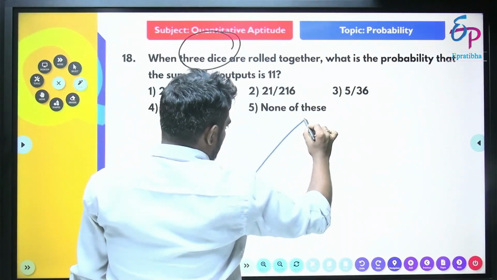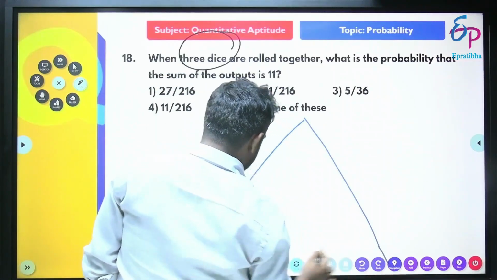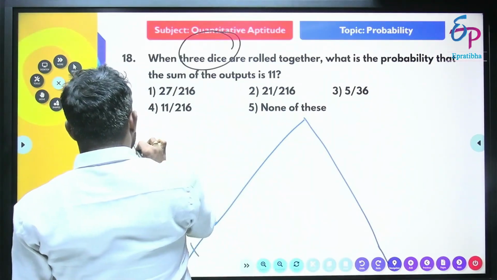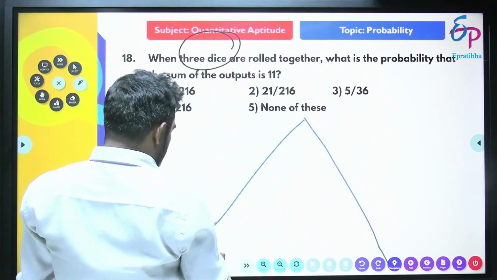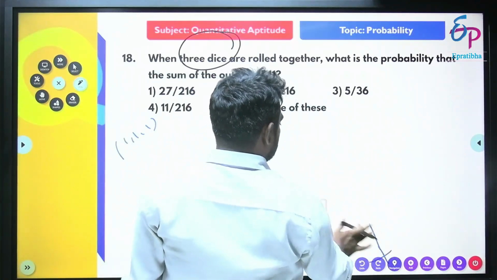I shall draw the table clearly. 1 plus 1 plus 1, which is 3, is the minimum. 6 plus 6 plus 6, which is 18, is the maximum.